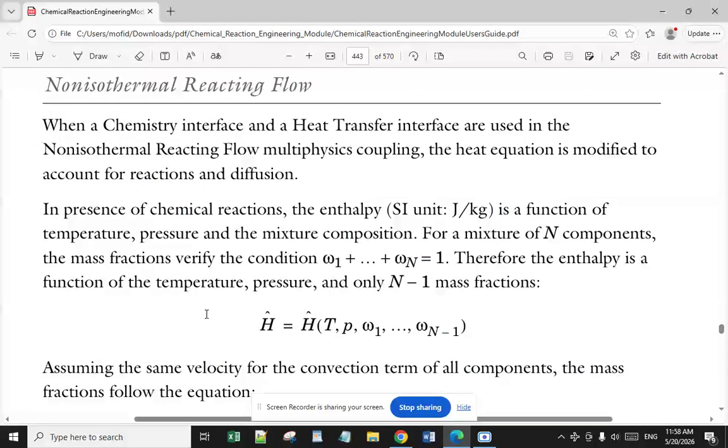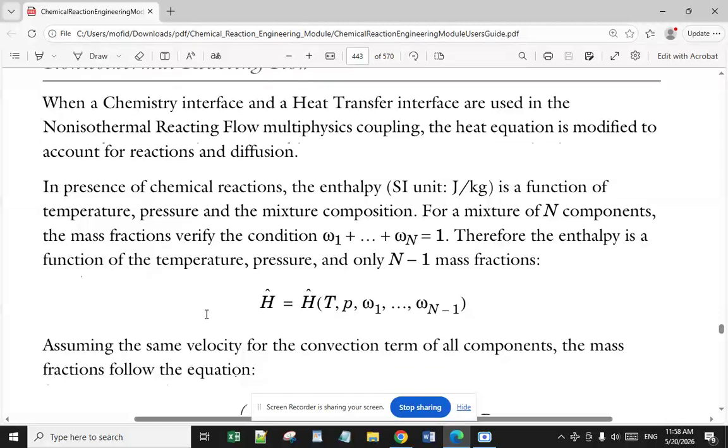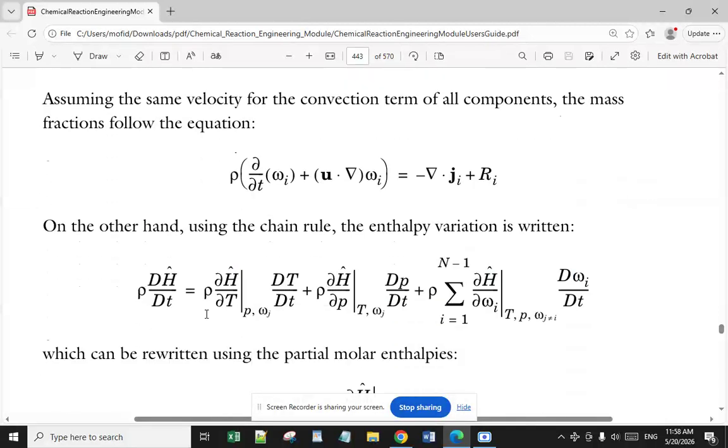pressure, and mixture composition. For a mixture of n components, the mass fractions verify the condition omega 1 plus omega 2 until omega n is equal to 1. Therefore, the enthalpy is a function of temperature, pressure, and only n minus 1 mass fractions, as follows. Assuming the same velocity for the convection term of all components, the mass fractions follow the equation as follows.